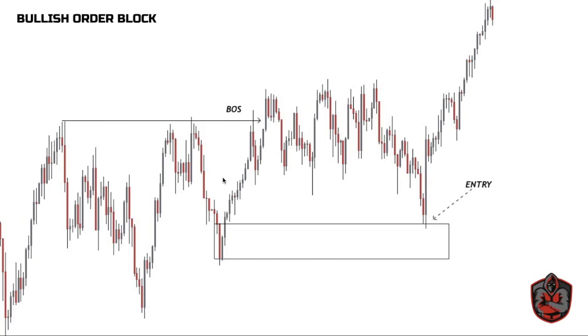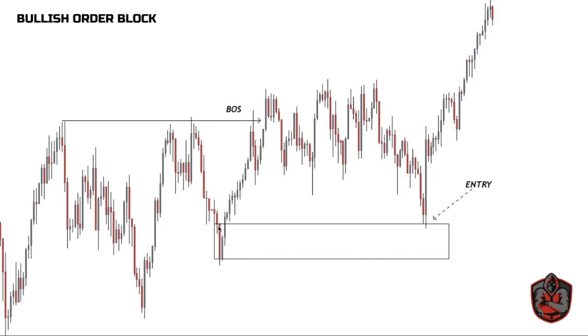Now in this case over here, we have identified a nice break of structure, right? Now once we identify our break of structure, that is when we start to look for our order block. Once we got that break of structure, we simply look for the last down candle before the rapid move to the upside, which broke structure, right? Now, as you can see, this was the last 4-hour order block right over here. Essentially, you can call it the sell to buy candle.